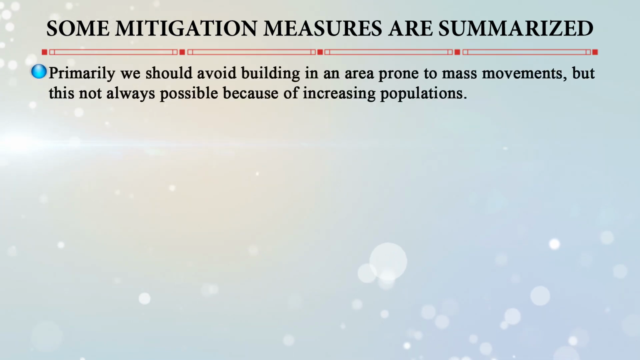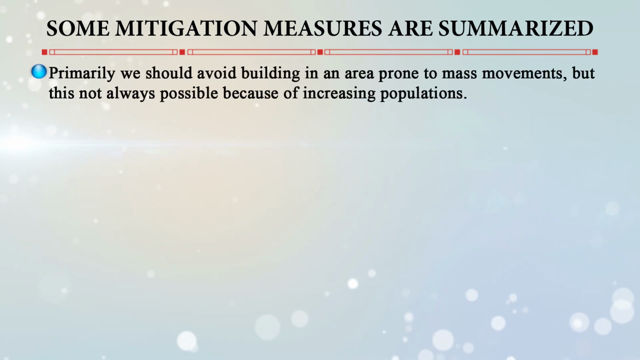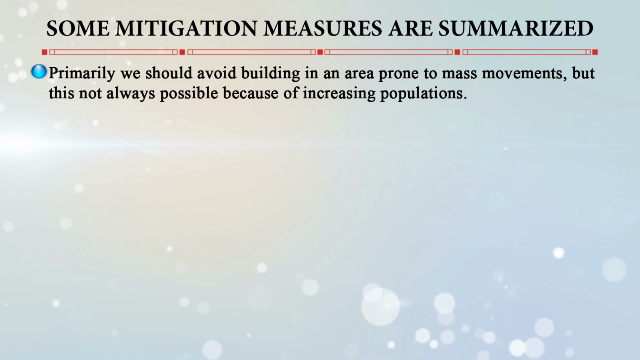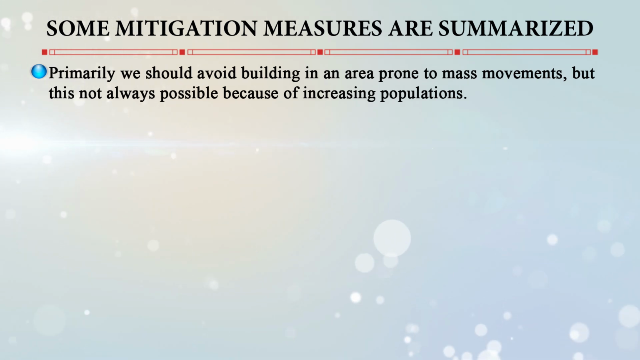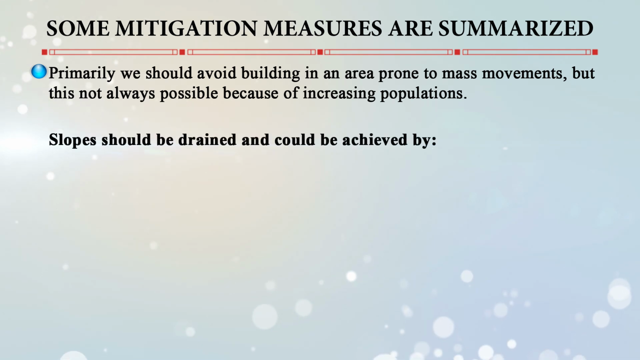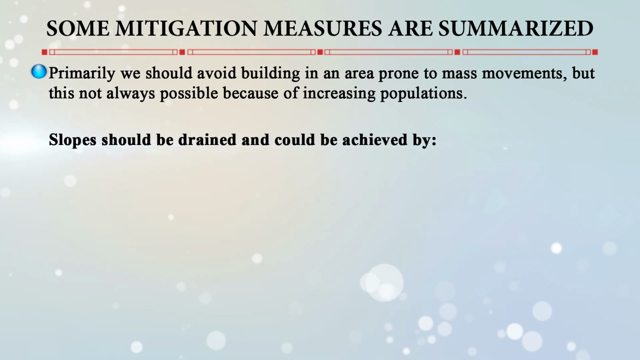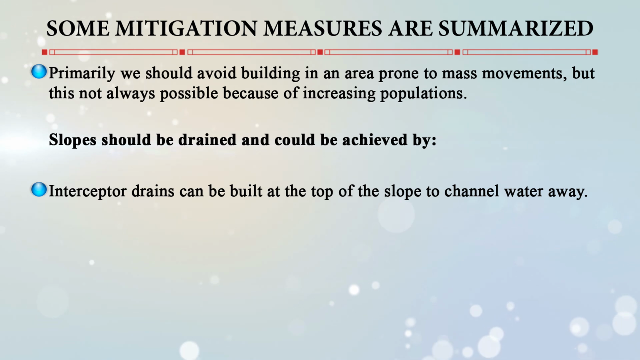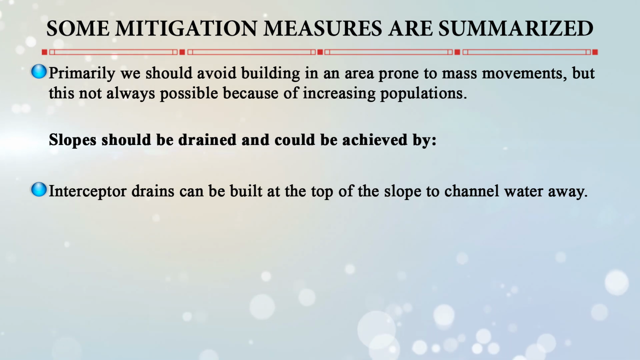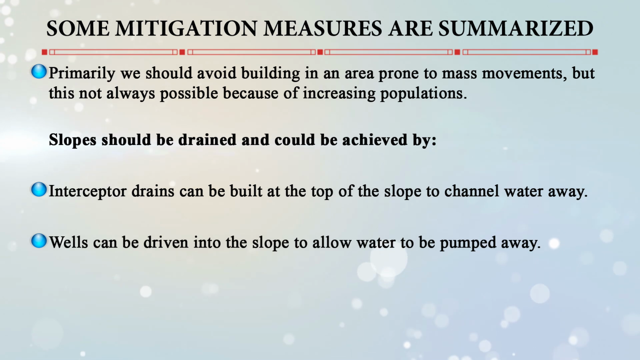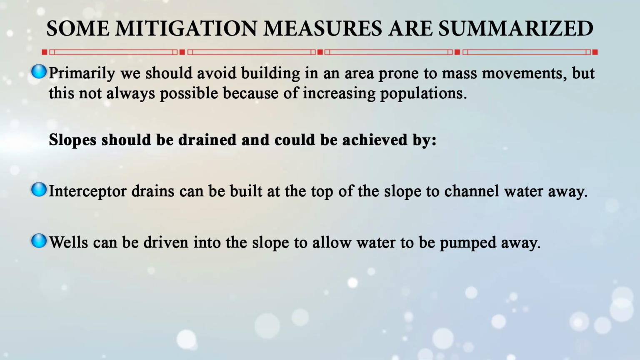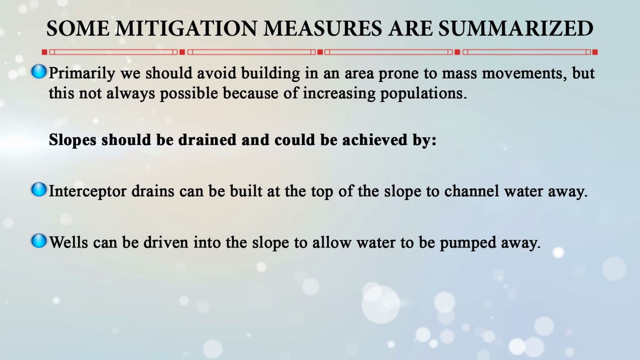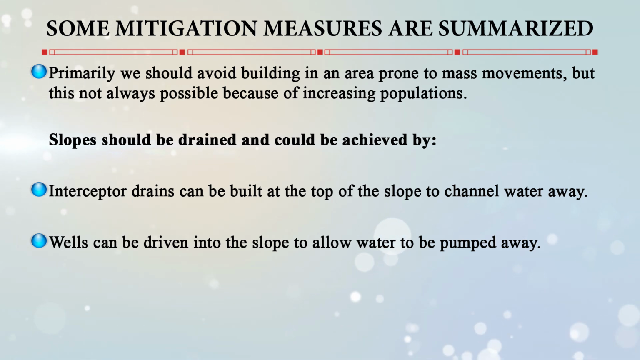Now, some mitigation measures are, we know the causes, so we have to remove the causes of this. Primarily, we should avoid building in an area which is prone to mass movement, but this is not always possible because of increasing populations. Slopes should be drained, and this could be achieved by intercepting drains that can be built at the top of the slope to channel water away. Wells can be driven into the slope to allow water to be pumped away. Essentially, we are removing the water from the area.